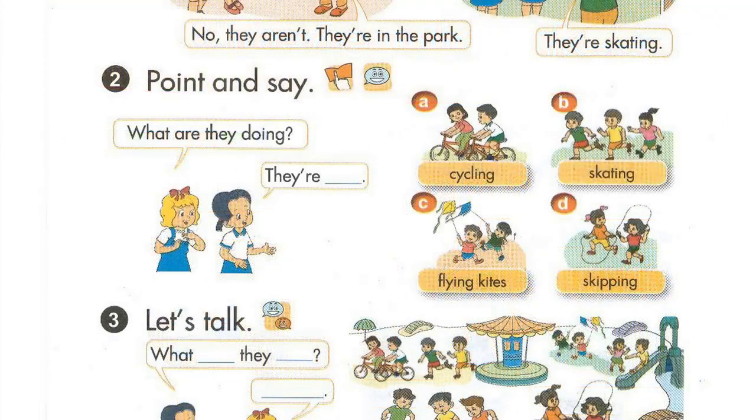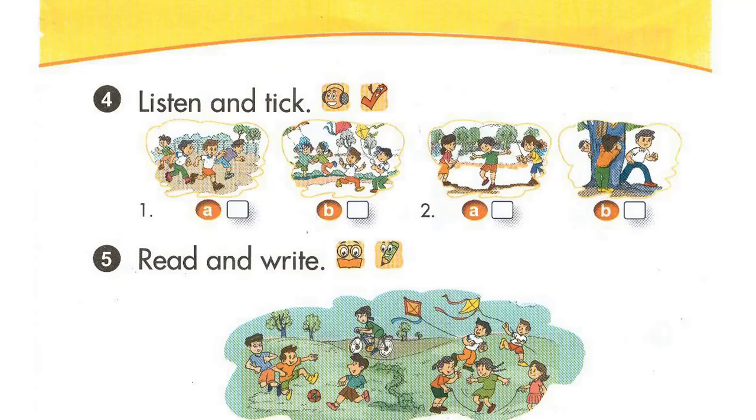Activity 2. Point and say. What are they doing? They're cycling. Page 59. Lesson 1.